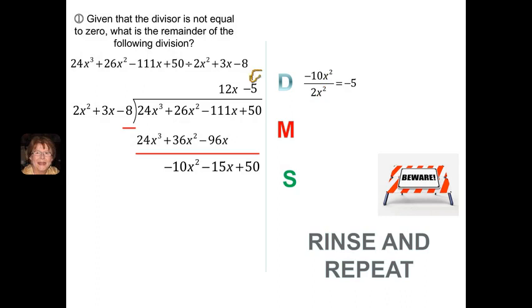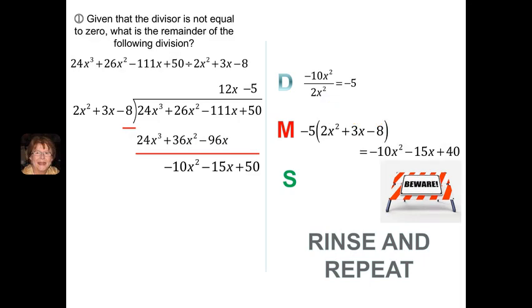Then what do I do? I multiply the latest result by the divisor. Negative 5 times 2x squared plus 3x minus 8 gives to me negative 5 times 2x squared is negative 10x squared. Negative 5 times positive 3x is negative 15x. And negative 5 times negative 8 is positive 40. Where am I going to place that? I place that in the dividend.